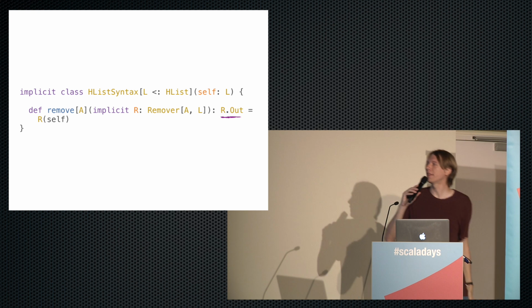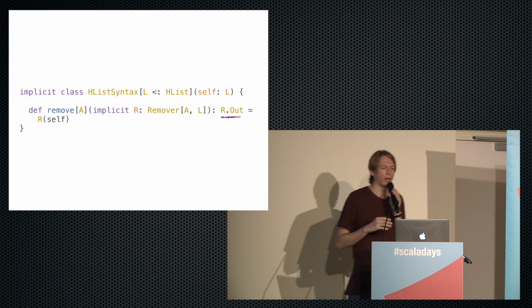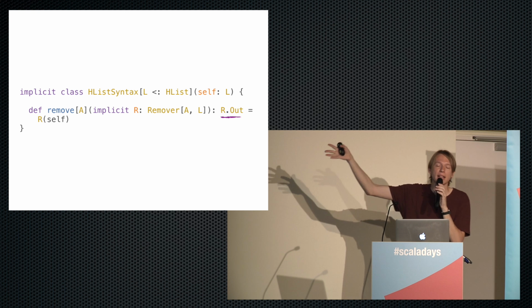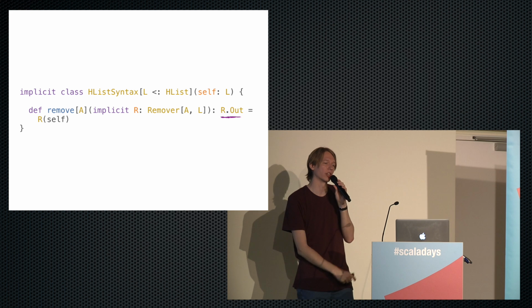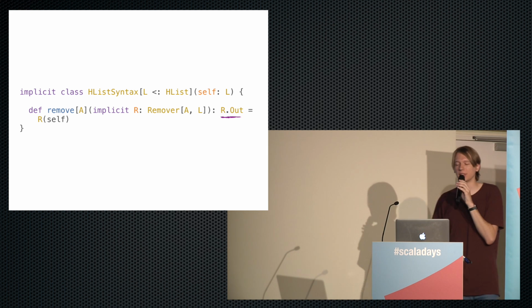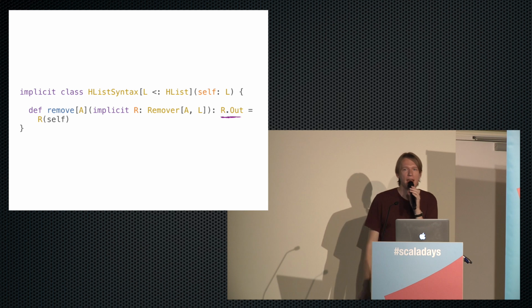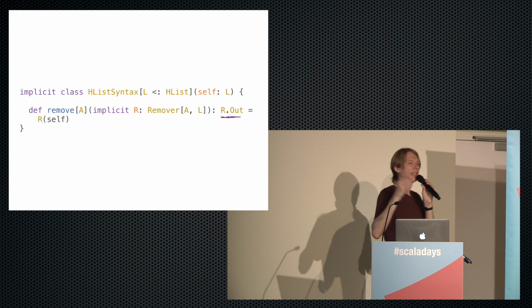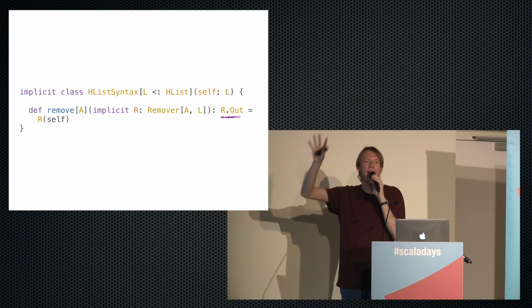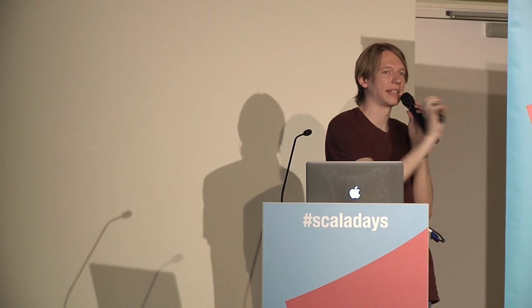HList syntax. This is sort of boilerplatey, right? This is the implicit enrichment that we had earlier. We're adding the remove function to it that takes some type parameter A and an implicit Remover for A and the HList that we're targeting, L. And right away, you'll notice something really bizarre here, which is that we have this r.Out thing. This is a feature of Scala's type system called dependent method types. What we're doing is getting the specific instance of the Out type member from the R instance, right? So the instance of R that was generated by the type system, by this implicit, and passed into this function, that specific instance of R has an Out on it. We're getting that Out, and that's the type that we return.